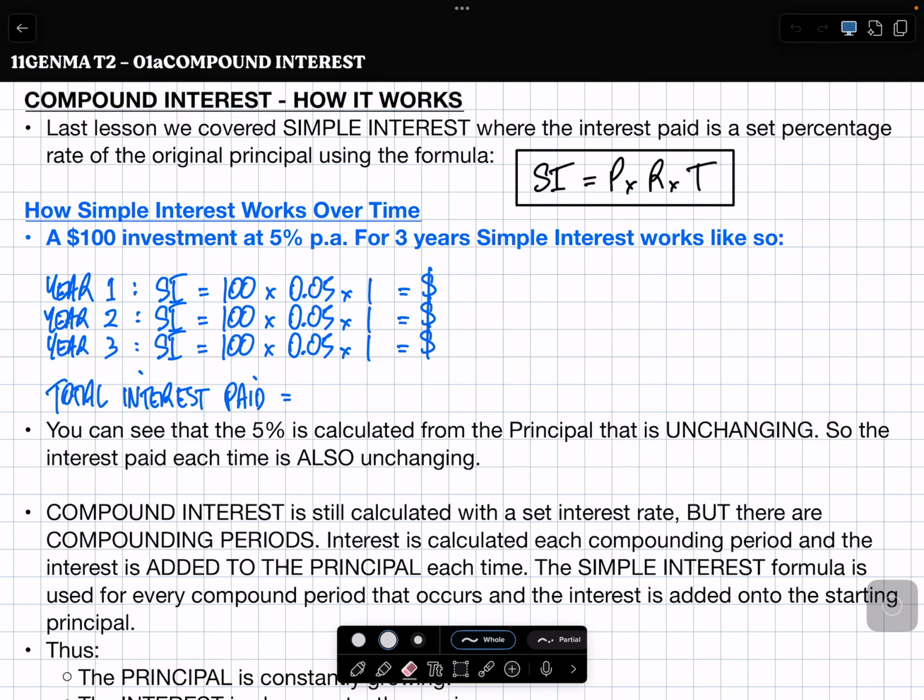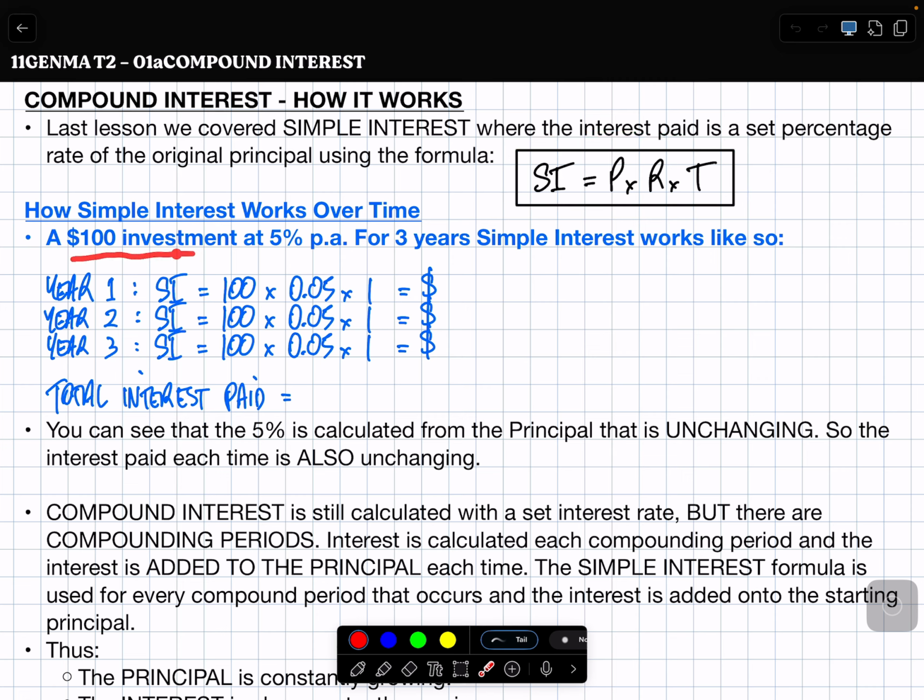Okay, a requirement for year 10 is that you understand specifically the difference between how simple interest works and how compound interest works. Last lesson we covered simple interest. You had that formula, SI is equal to PRT. So I just want to show you what happens with simple interest over time.